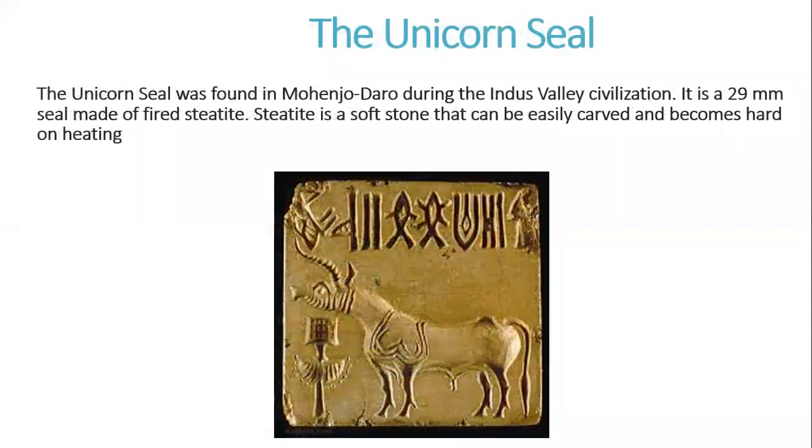Another type of seal that you see here is the unicorn seal. This unicorn seal was found in Mohenjo-daro during the Indus Valley civilization. It is made of fired steatite. Steatite is a soft stone that can be easily carved and becomes hard on heating. So this was carved on this type of stone and you can see the picture of how this looks.